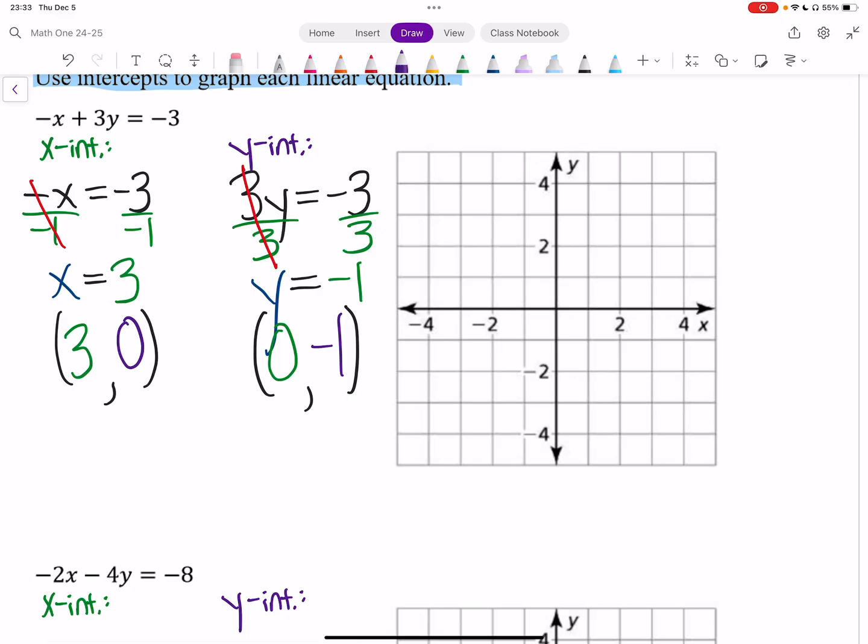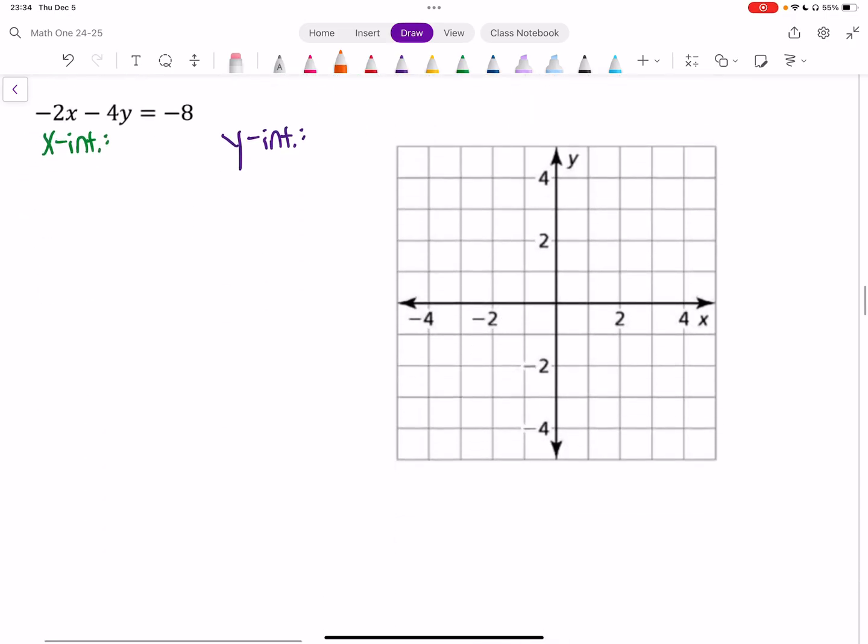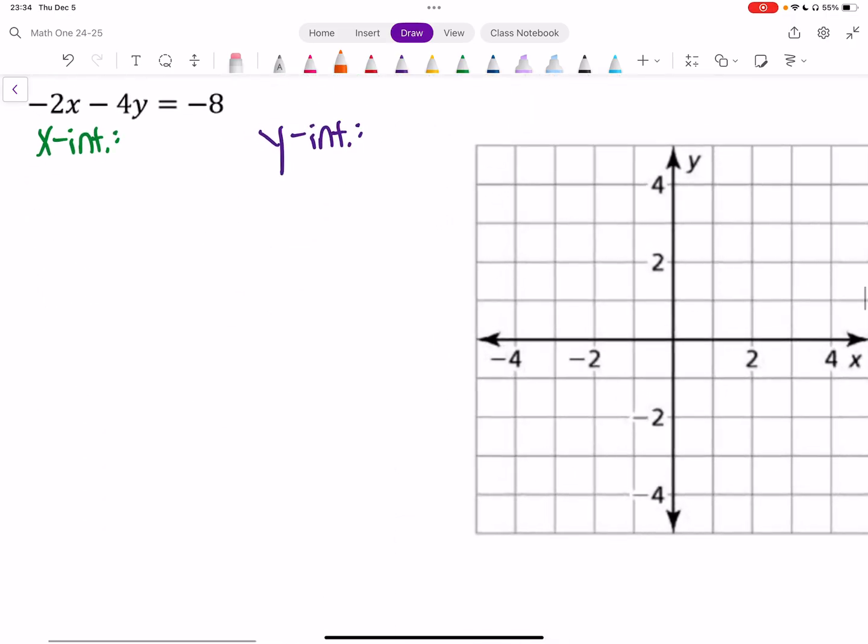Now, it's time to plot each point on the coordinate plane. I'm going to plot a point at a positive 3 in the x direction for the x-intercept, and a negative 1 in the y direction for the y-intercept. Once the 2 points are plotted, it is appropriate to draw a single straight line and add arrows on the ends. Let's take a look at one more equation.